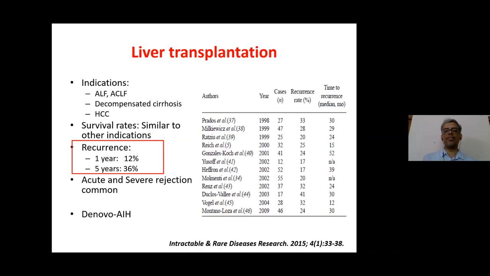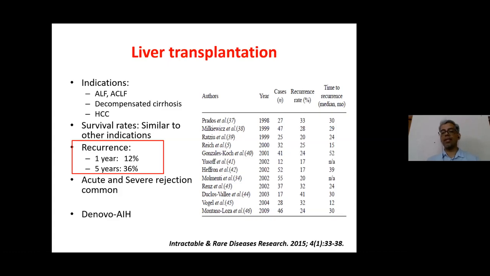Important to talk about is liver transplantation. The indications remain the standard. Patients with acute liver failure, acute on chronic liver failure, and hepatocellular carcinoma should be considered for transplantation. These patients, when they undergo transplantation, have similar survivals to other indications.